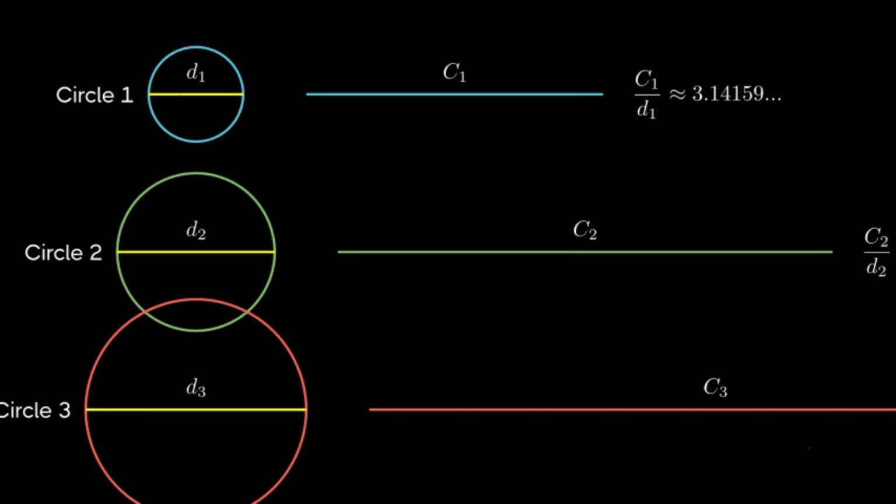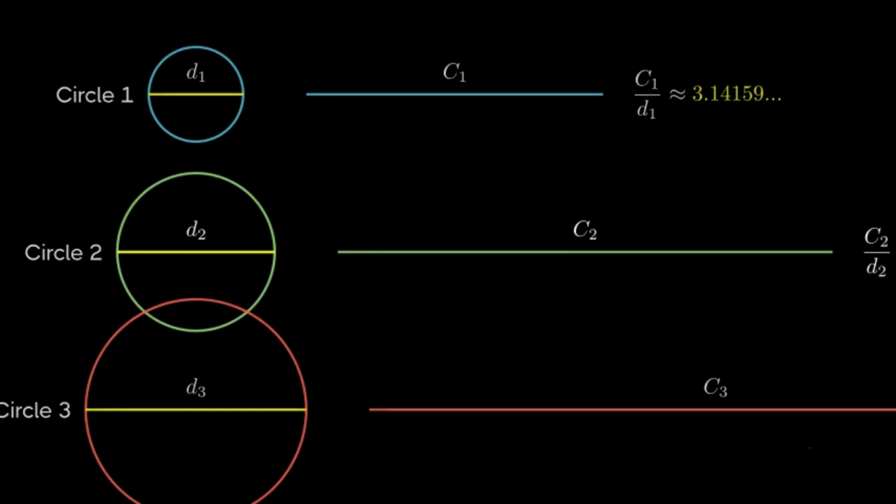And for our large circle, the ratio of C sub 3 to D sub 3 gives us the same value, approximately 3.14159. Notice something remarkable? No matter the size of the circle, the ratio of circumference to diameter is always approximately 3.14159. This is one of the most fascinating discoveries in mathematics. This number appears everywhere in nature and mathematics.